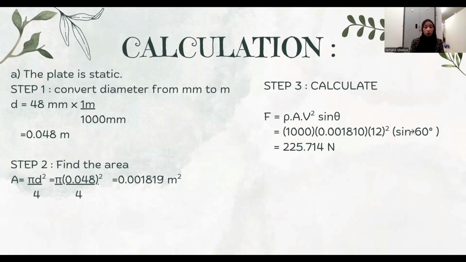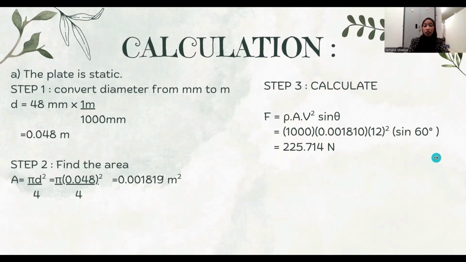Start with the diameter of the plate, which is given as 48 millimeters. Since there are 1000 millimeters in 1 meter, we convert it by dividing by 1000. So the diameter of the plate in meters is 0.048 meters. Step 2, we find the area of the circular plate using the formula for the area of a circle, which is A equals pi d squared over 4. So the area of the plate is approximately 0.00181 square meters.